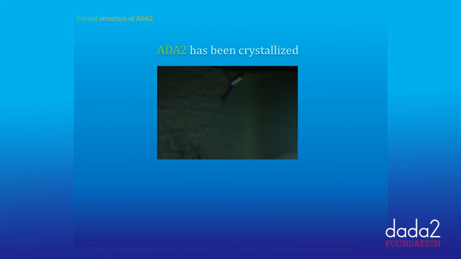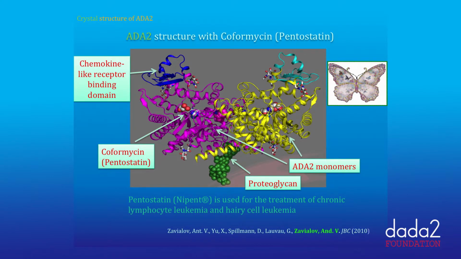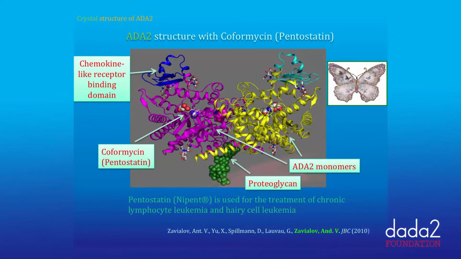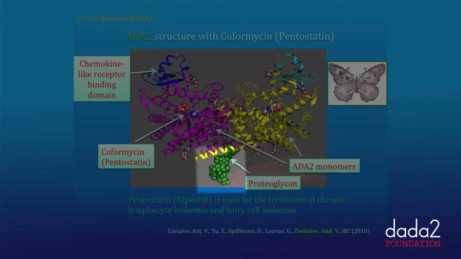Then I crystallized this enzyme, and with the help of my brother, who is a crystallographer, we got the crystal structure of ADA2. This is the crystal structure of ADA2 with its inhibitor, pentostatin, which is also a drug to cure leukemia, and it binds both to ADA1 and ADA2. The structure of ADA2 is quite nice. It's a dimer protein, and we suppose that these parts are required for binding to a known receptor, and another part is required for the binding of proteoglycans.